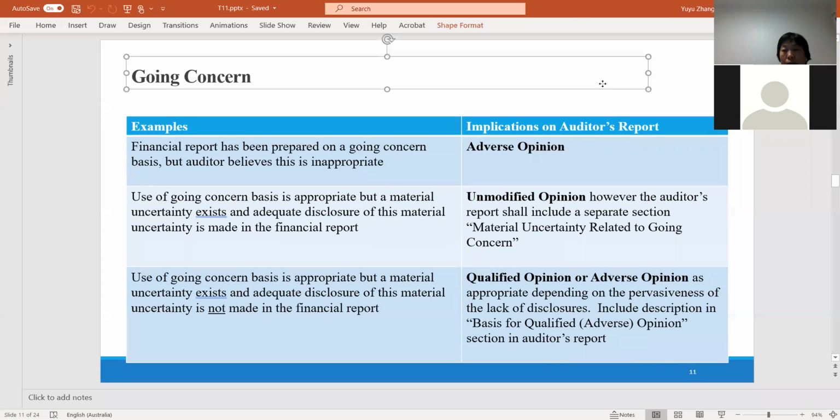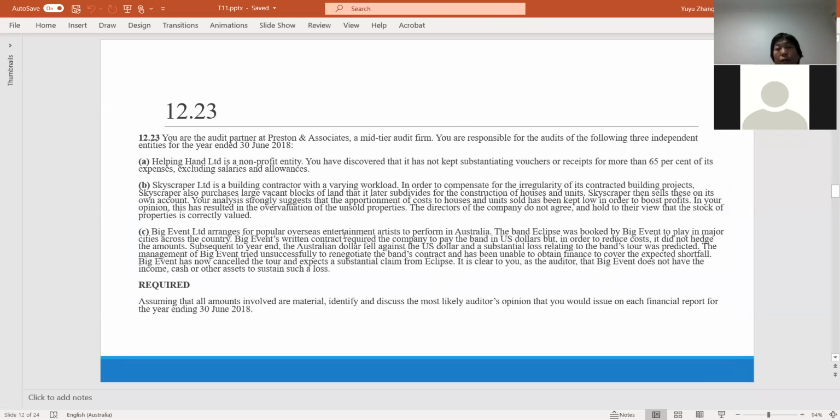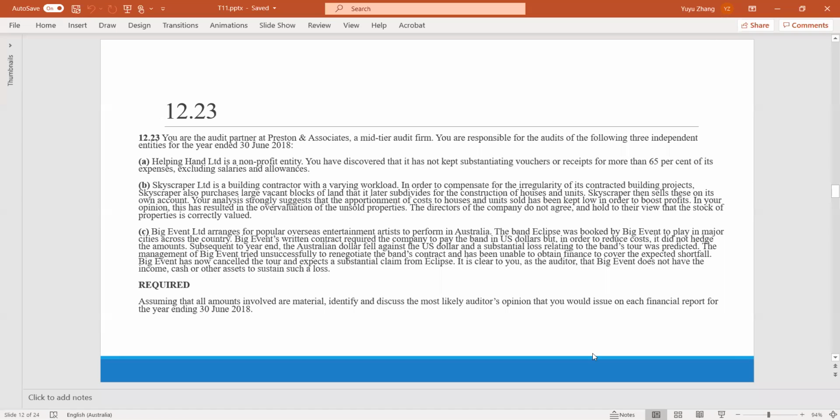Okay, that's good. For the questions, because those questions are from the tutorials, you're still supposed to do the questions by yourself, without the previous discussion of the lecture slides. So you should still be able to do the questions. Currently, the question for us is 12.23, which is a question regarding the audit opinions. What we want to do is to read the question by yourself, then write up your own answer to the question, and then we are going to do the first discussion.